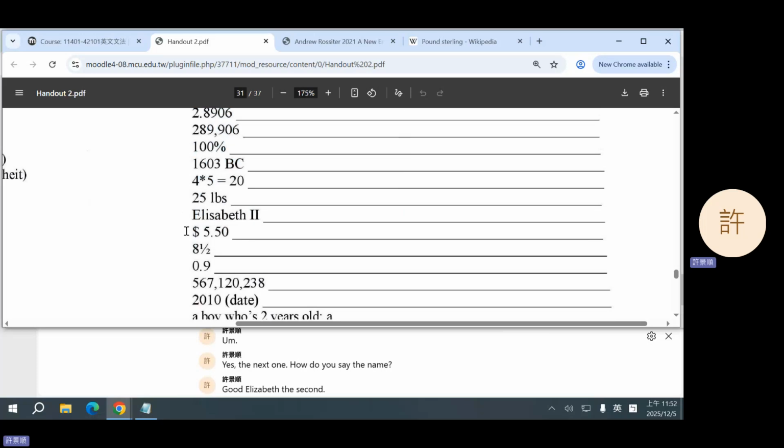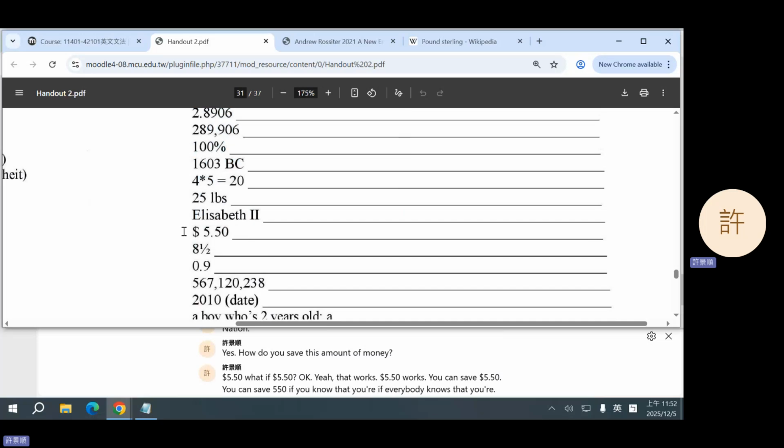Next, how do you say this amount of money? Yes. How do you say this amount of money? $5.50 what? $5.50? Okay, yeah, that works. $5.50 works. You can say $5.50 if everybody knows that you're talking about American dollars.